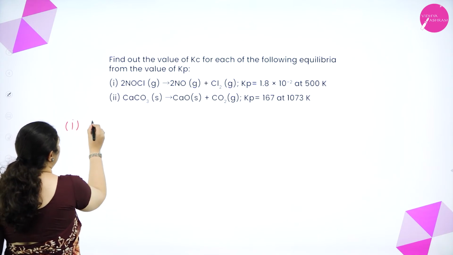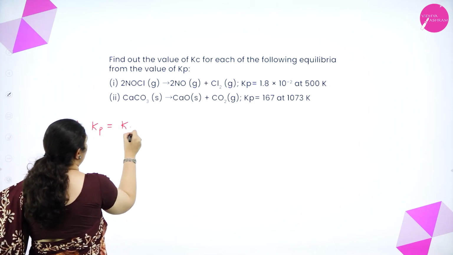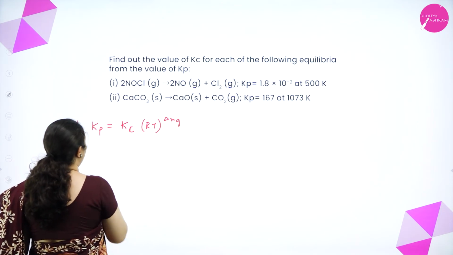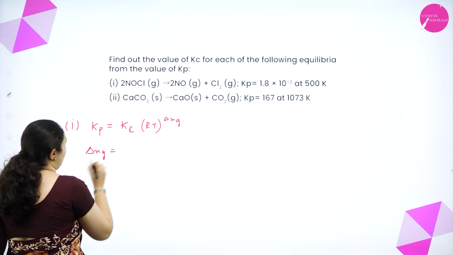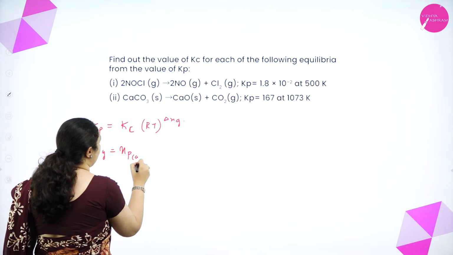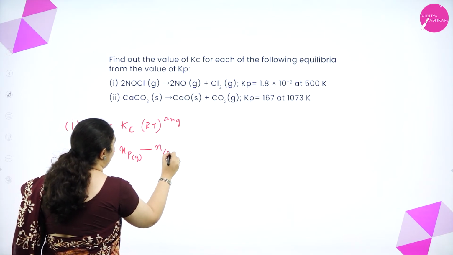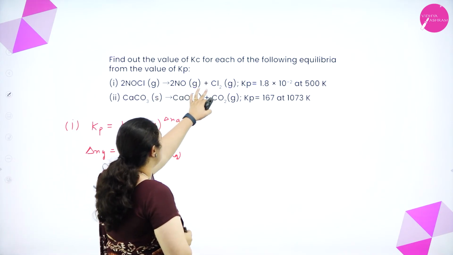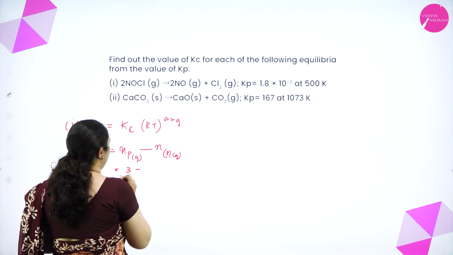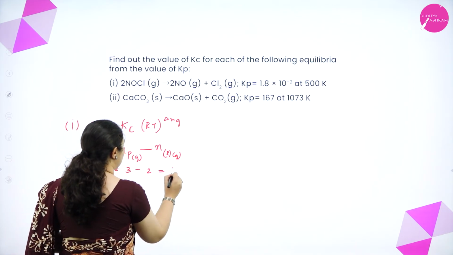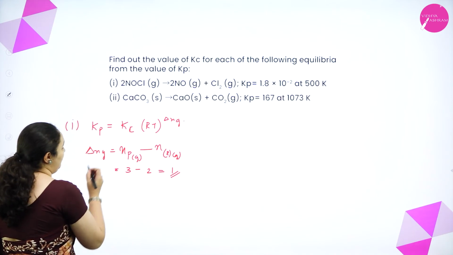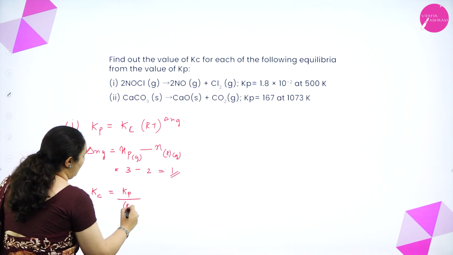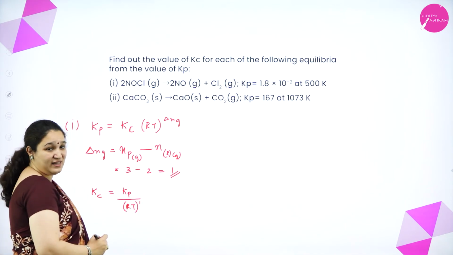So, first one I shall solve. I'll write the formula. Kp is equal to Kc into RT to the power delta Ng. Correct? So delta Ng first I have to calculate. That is the number of moles of the products which is gaseous minus number of moles of the reactants which is gaseous. So first equation if you see, number of moles of product is 2 plus 1, 3. So this is 3 minus 2, that is 1. So what will be the value of Kc? So it is Kp divided by RT to the power 1 because delta Ng is 1.